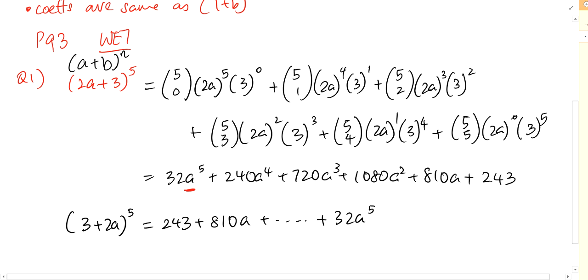So if the question says, expand this one, and leave your answers in increasing powers of x, which one will you choose? First or second? Second. Do you know how to change to the second way? Just switch the position only, right? But the answers absolutely are the same. Yes?